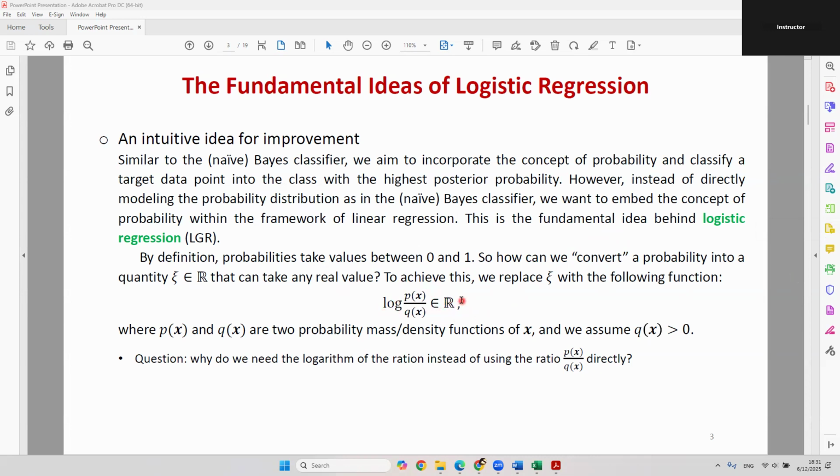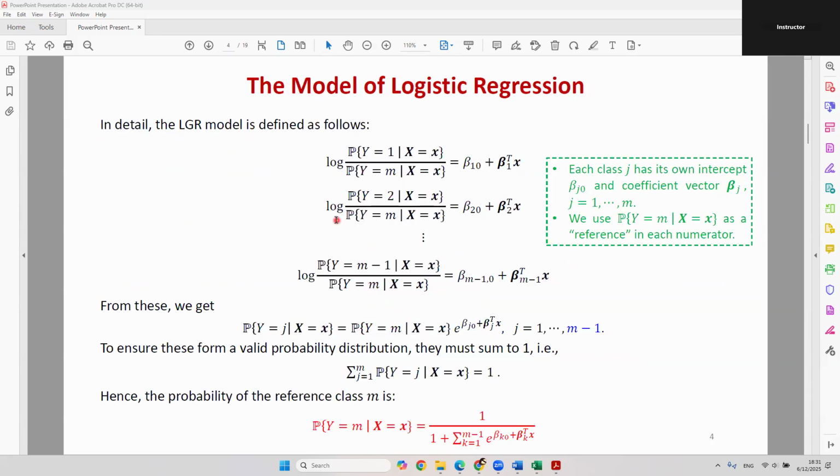Once I get a logarithm, it can be the log of something, where something is from zero to positive infinity. After a logarithm, the domain of the log is the whole R line. That's why we need to have the logarithm. Okay, now let's have a look at some ideas.